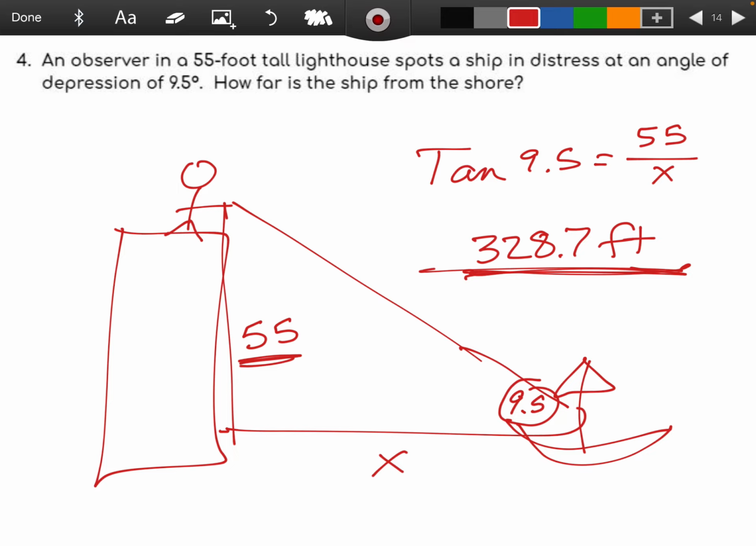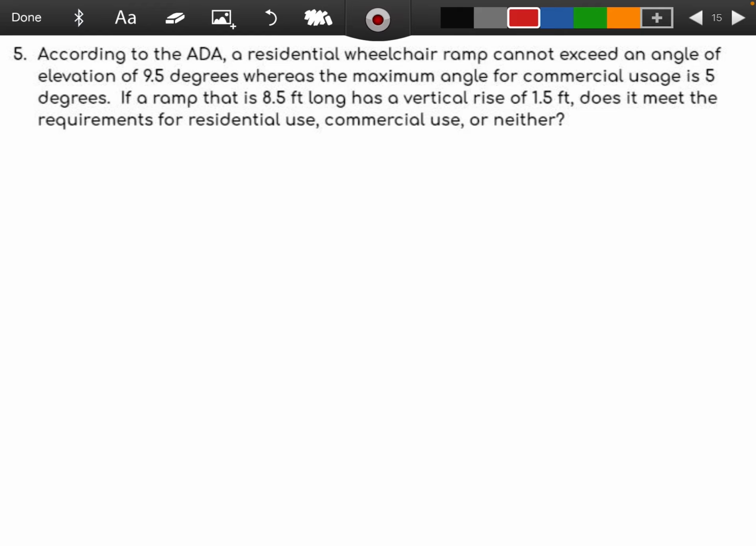So you're going to realize that it's going to be pretty big for what's remaining. Okay. We're actually getting the angle one on this one. So this one's taking a couple of steps. It's saying that residential wheelchair ramps can't exceed 9.5 degrees. Commercial can't exceed 5. So what I'm going to do is I have these dimensions, and I'm seeing, does it fit commercial or residential? So I have to find that angle measure.